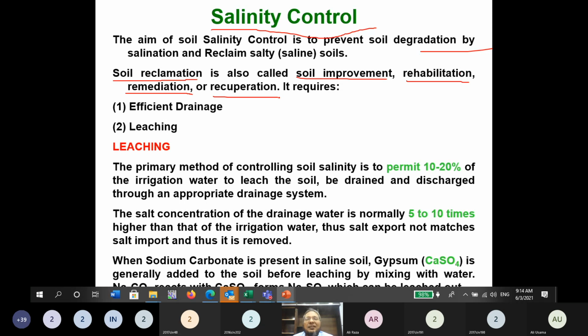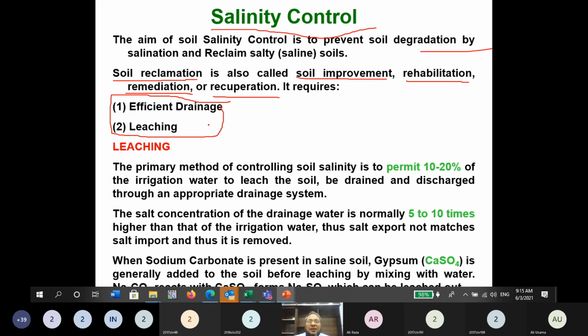That means they all have the same meaning. Soil reclamation means making a soil usable for agriculture. There are two main approaches to do that. Number one, first provide efficient drainage, and second, we can do leaching. So if we want to control waterlogging and salinity, we have to provide efficient drainage, and then we have to do the leaching if the soil has changed into saline soil. What is leaching?